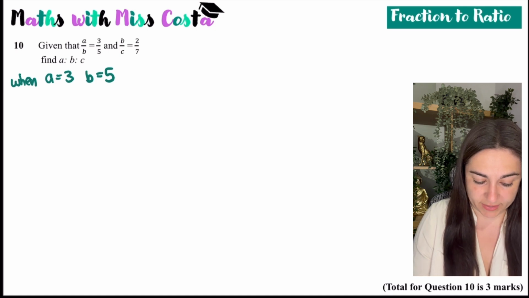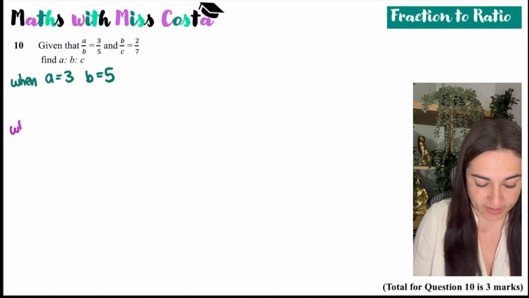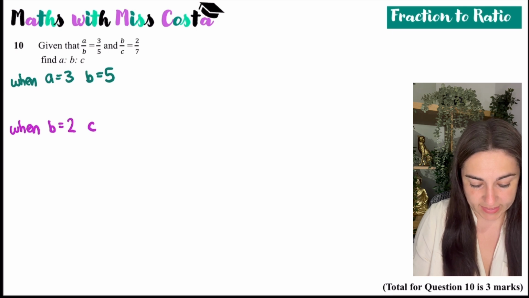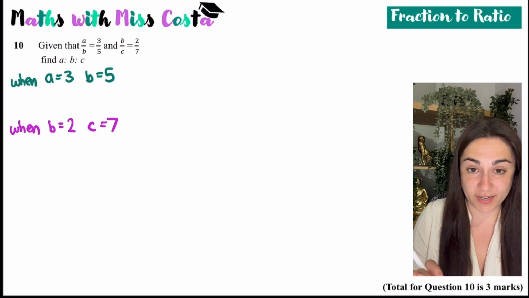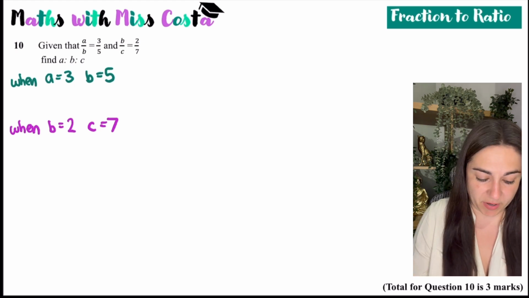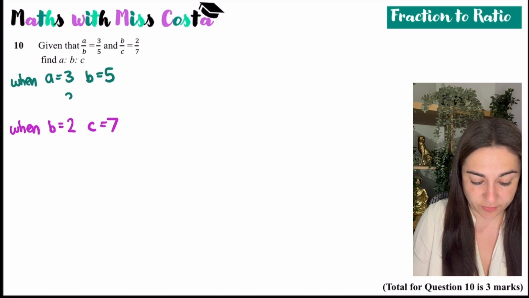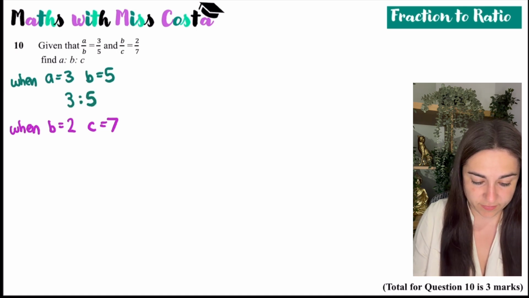And with my next fraction, when B is 2, C is equal to 7. So the way I can turn the fraction into a ratio is by thinking to myself, okay, when A is 3, B is 5. So when A has 3 parts, B has 5 parts. So that would be the ratio 3 to 5. And over here, the ratio would be 2 to 7.